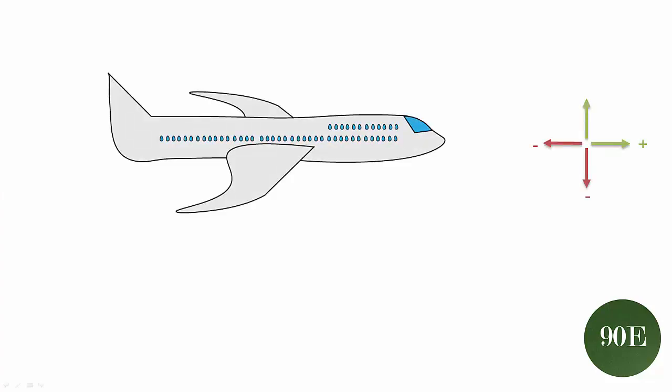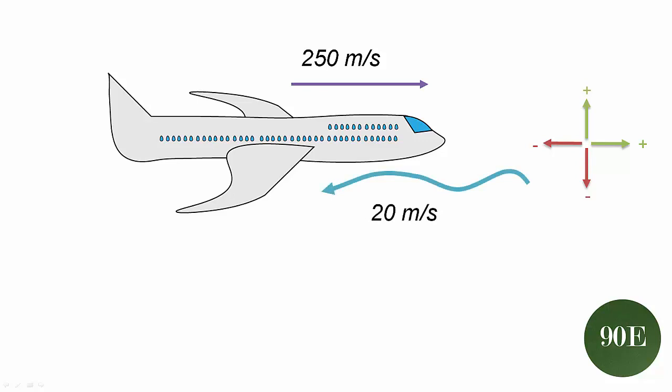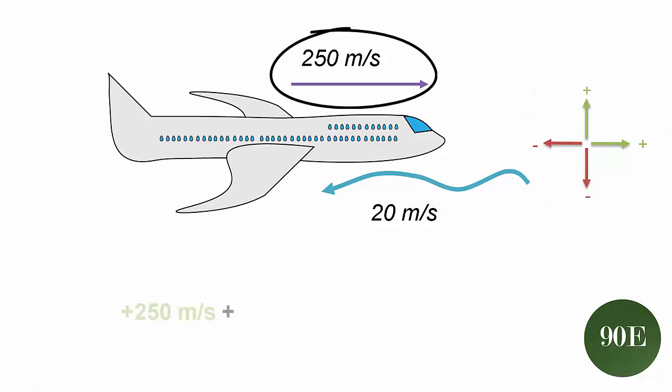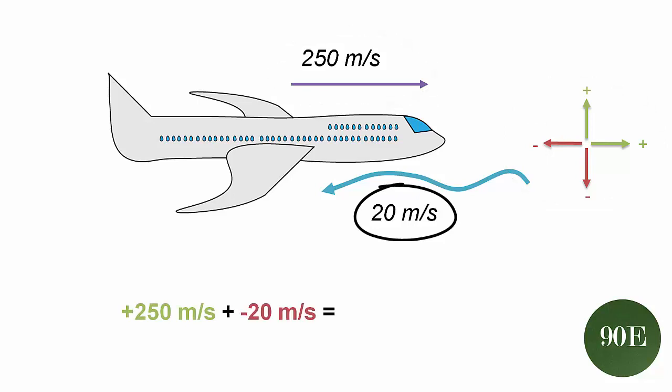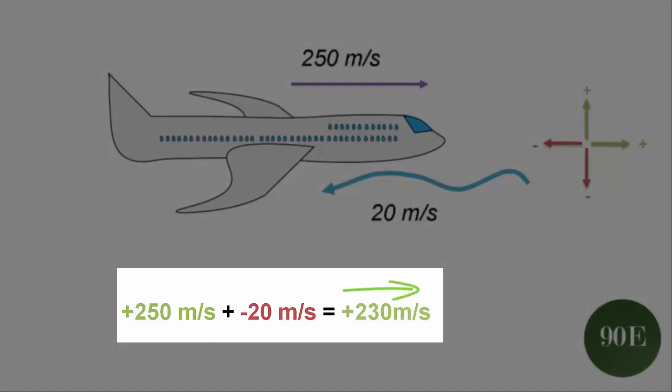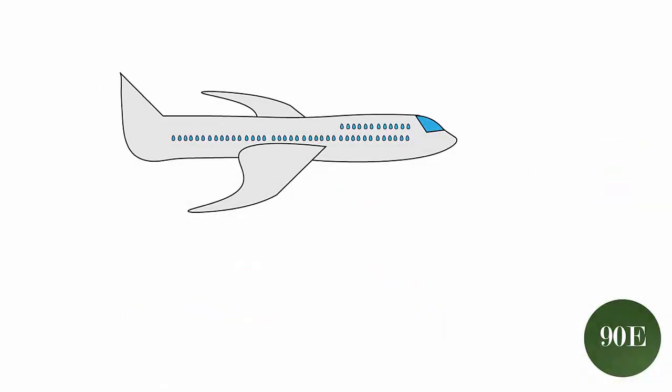This aeroplane here has engines that are pushing it forward at a velocity of 250 meters per second. But there's a headwind pushing back on it at a velocity of 20 meters per second. What would be the resultant velocity? Well, once again, we've got our compass here to help us with the convention. We know that because the plane is moving to the right, it's positive 250 meters per second. And we know that because the wind is moving to the left, it's a negative 20 meters per second. We do the simple maths, and we should get the answer of 230 meters per second in a positive direction, which means to the right.